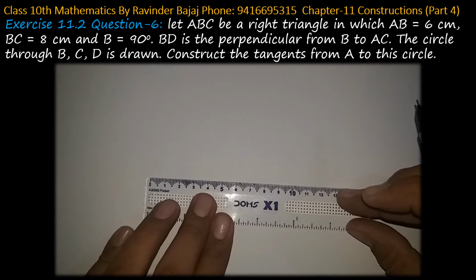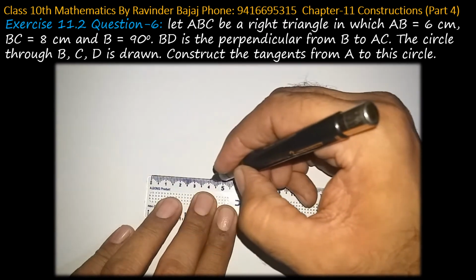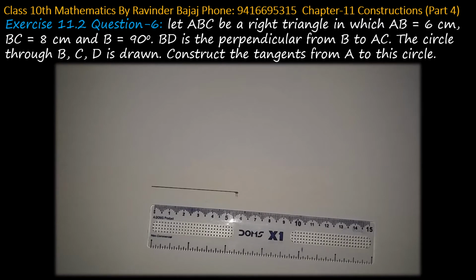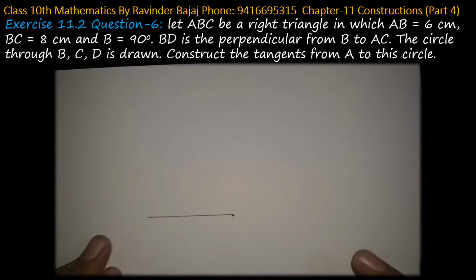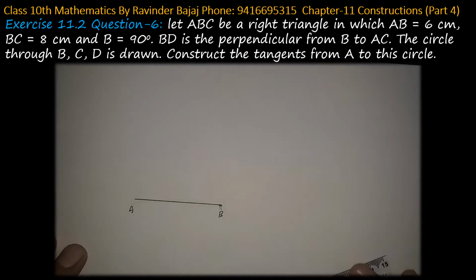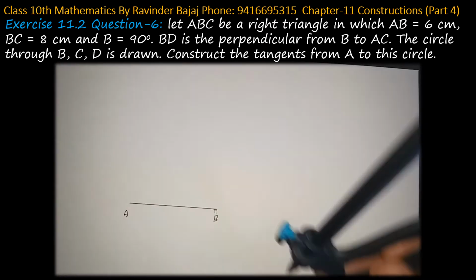I'm drawing a 6 centimeter line here. This is 6 centimeter. And after this, line BC is 8 centimeters. So here it is AB and BC is 8 centimeter. At angle B it is 90 degree. So let's draw 90 degree angle at B.